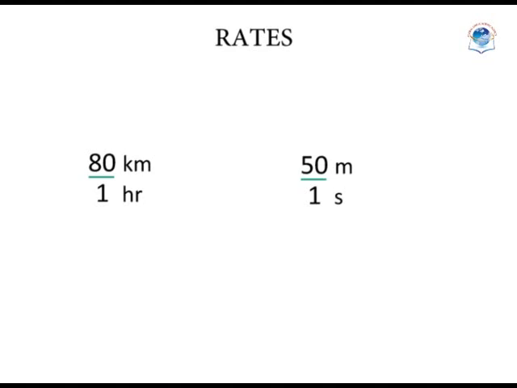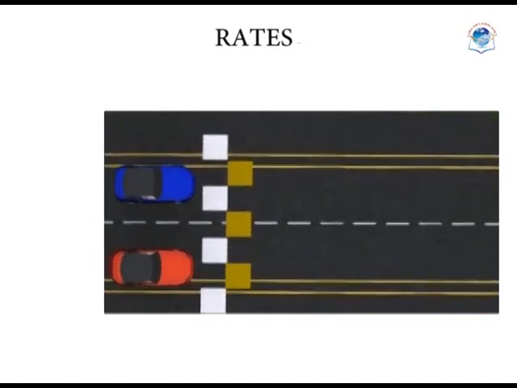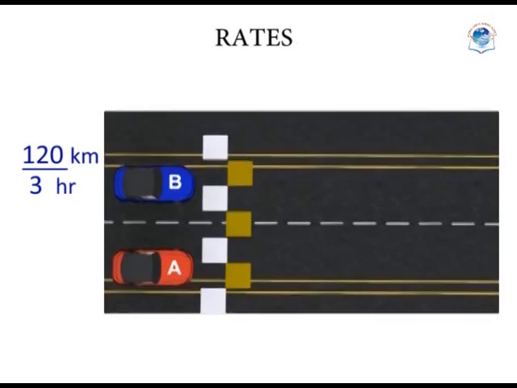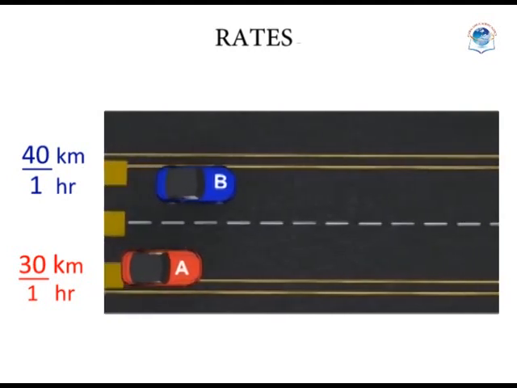For example, imagine 2 cars moving at different rates. The first one is moving at 120 kilometers per 3 hours, and the second one is moving at 150 kilometers per 5 hours. Which car is faster? You see, it's hard to tell when the rates have different parts in the bottom number. But if we simplify the rates, you see now you can tell that the first car is actually faster.